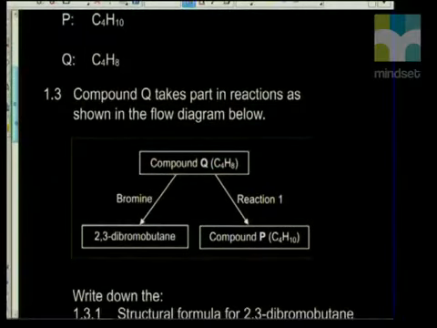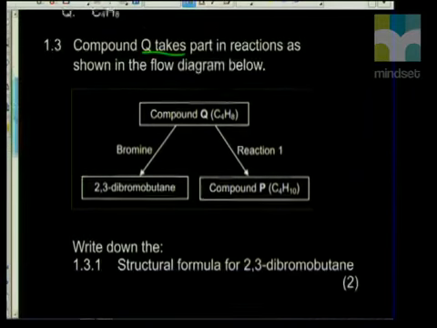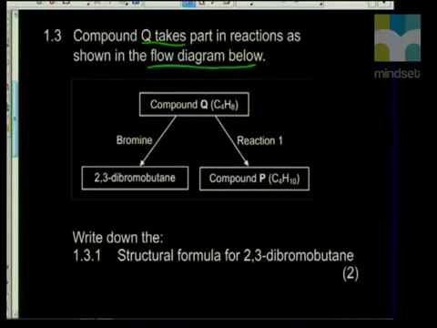So we're dealing still with P and Q, but this time it tells us compound Q takes part in reactions as shown in the flow diagram. It's quite often that you'll find organic chemistry reactions illustrated as flow diagrams. You need to fit together the missing bits and pieces, identify as much information as you can.